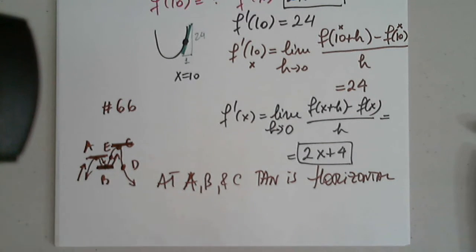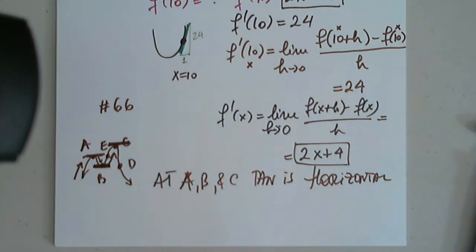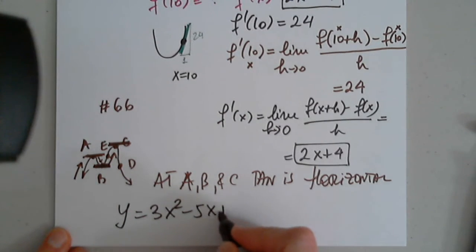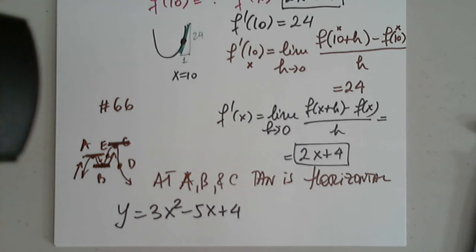Good, so what do I have to determine first? Oh, I didn't copy the function, sorry. 66 was y equals 3x squared minus 5x plus 4. So what do I have to do first? They're asking me to determine where the tangent is horizontal.